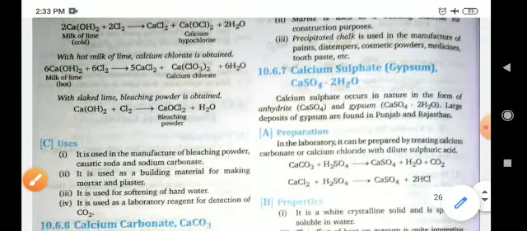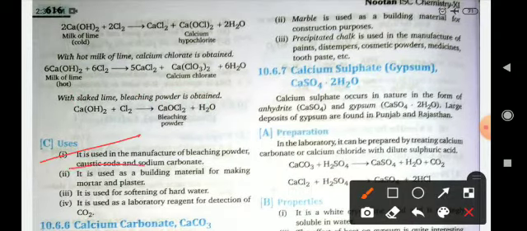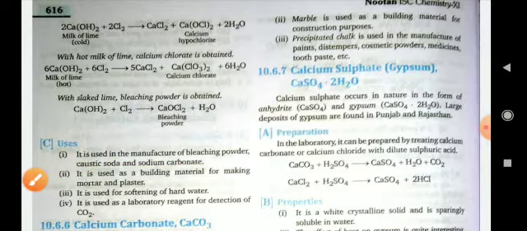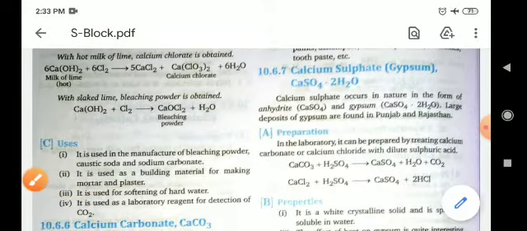Okay, uses: manufacturing of bleaching powder, caustic soda, and sodium carbonate. It is used as a building material for making mortar and plasters, and used for the softening of hard water.